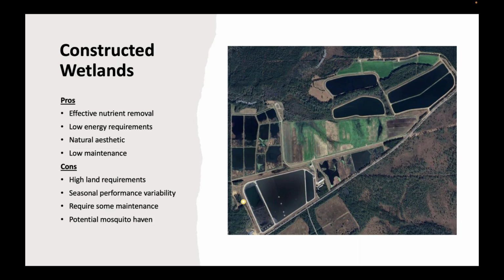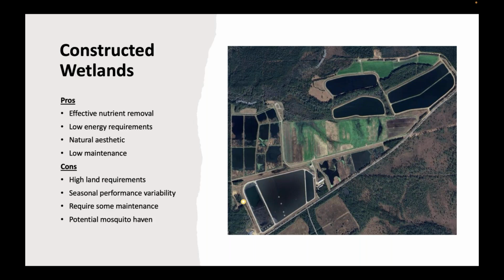Low energy, obviously, a very natural aesthetic to these wetlands, which is kind of nice, and fairly low maintenance once you get them constructed. The downside is you do have a lot of land requirements. You really have to build these wetlands very, very big. You get seasonal performance variability. Obviously, if it's cold, plants aren't going to grow as well. They're not going to consume as many nutrients versus if it's warmer. I think that's why we rarely see constructed wetlands in the north part of the country, because of this seasonal variability in their performance.